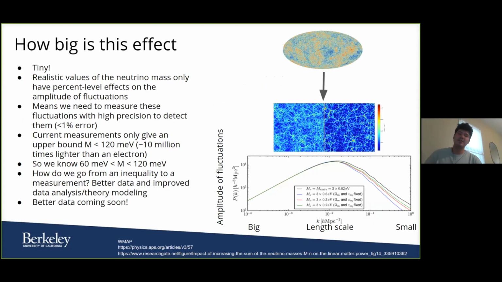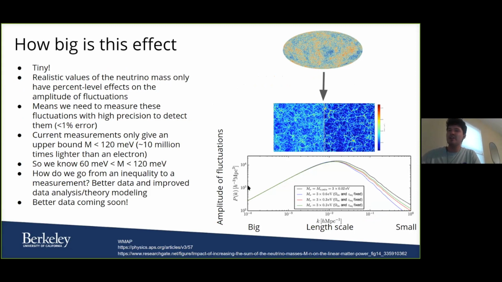All right, so now we're experts on the CMB. So now we can start to ask questions like, how big is this effect of going from the CMB fluctuations to the fluctuations we see today in galaxies? How big of an effect do neutrinos have on damping this? And it turns out that this effect is super tiny.